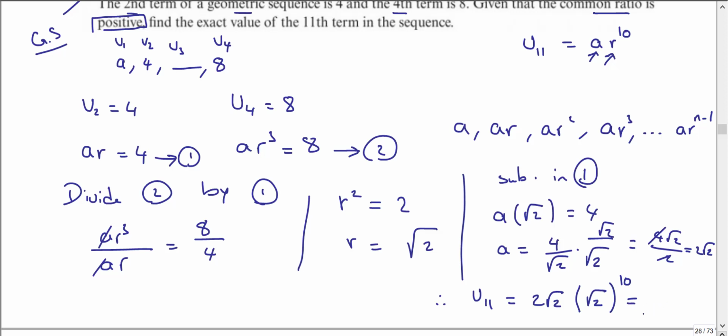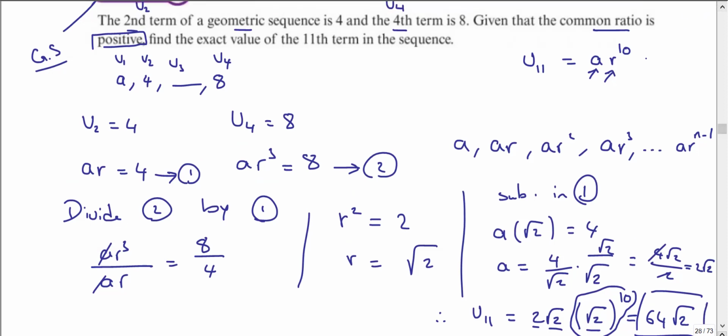And that's a funny question actually, because you have root 2 here and root 2 here, power 10. Do root 2 power 10 on the calculator please. You will see that it's what? Root 2 power 10, it will give you 32. Yes, 32 times 2 is 64, so the answer is 64 root 2. It might look difficult but it's not, it's easy.